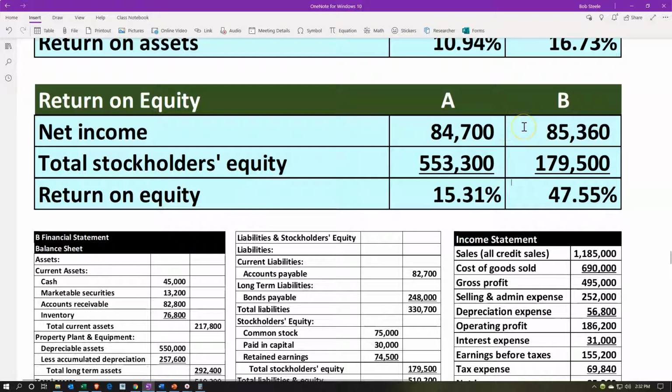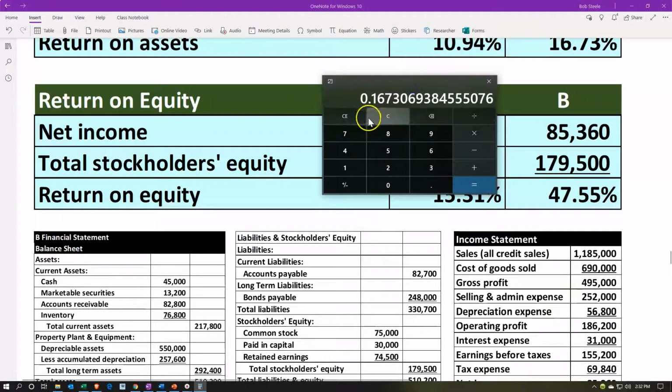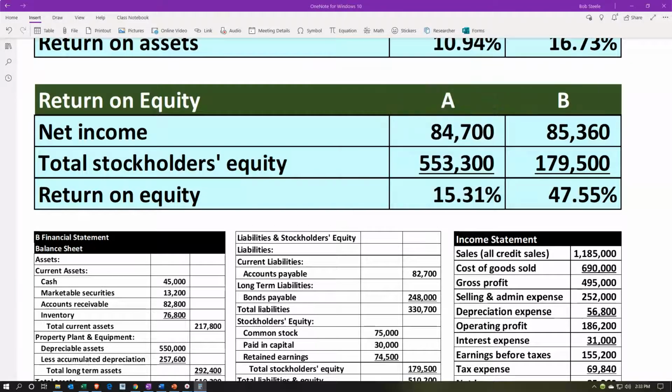Notice the net income is comparable, and then the stockholders' equity is a lot lower for B. So if we were to do this calculation, we would be saying 85,360 divided by 179,500, moving the decimal 2 places over, about 47.55 percent. So it looks like we're getting a lot bigger return on equity for B.